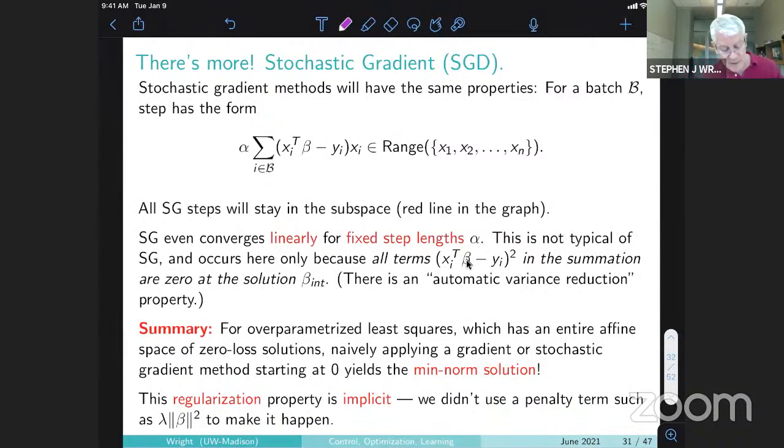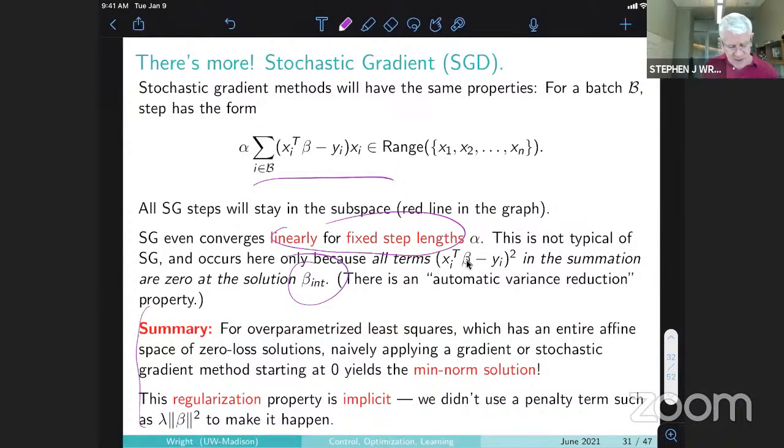And that's not just gradient descent. If I run stochastic gradient descent on this model, where I approximate the full gradient by just a few terms of the gradient, exactly the same property will hold. Stochastic gradient descent will converge to the minimum norm interpolating solution, and moreover, it will do so at a linear rate. Okay, that's another story. So this is the point I want to make. And you might think this is a trivial problem: least squares, we've known about it since Gauss 240 years ago.